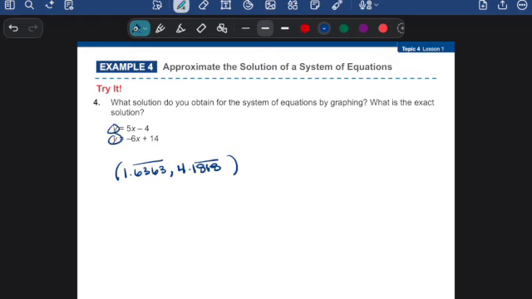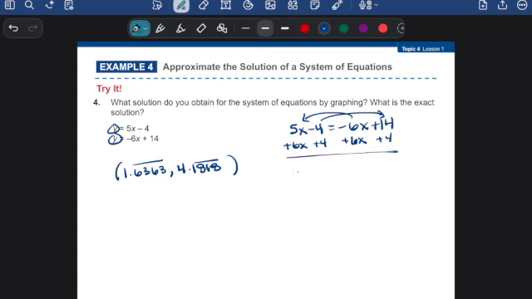Well, they're both equal to y, so they are equal to each other. So we'll write the two equations equal to each other and solve for x and then solve for y. So I'm going to add the 6x to both sides. Then I'll add 4 since I'm moving it to the opposite side. I'll get 11x equals 18. X equals 18 over 11.